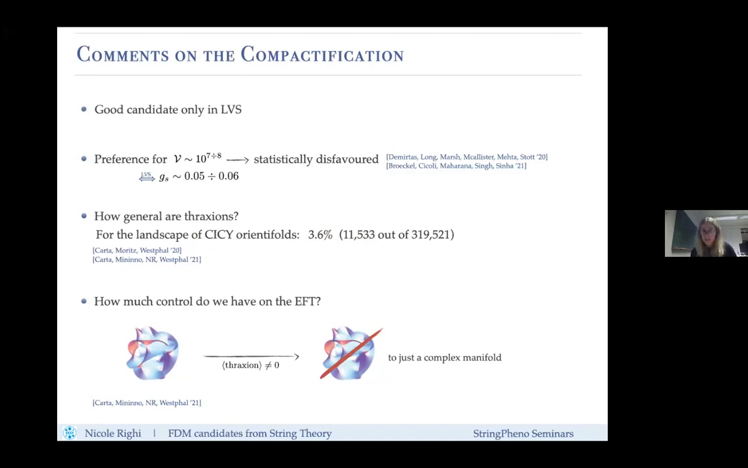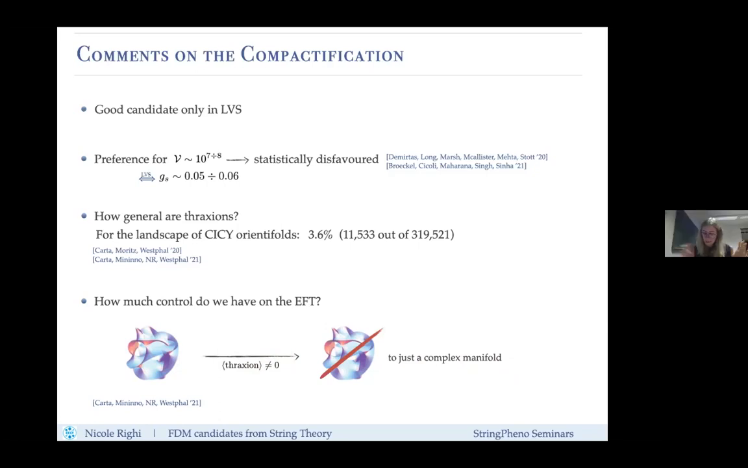Another thing that we studied in this paper is how much control we have on the effective field theory when a thraxion is present. Of course, we start with a Calabi-Yau manifold. However, when we turn on a potential for the thraxion, if the thraxion doesn't minimize to 0, then the Calabi-Yau manifold is broken. In the end, you're left with just a complex manifold. Therefore, you're losing all the machinery that we know to compute in 4-dimensional supergravity.